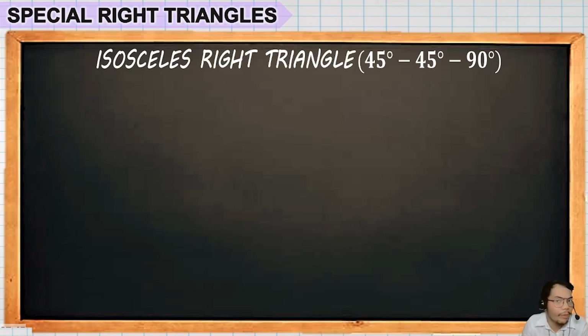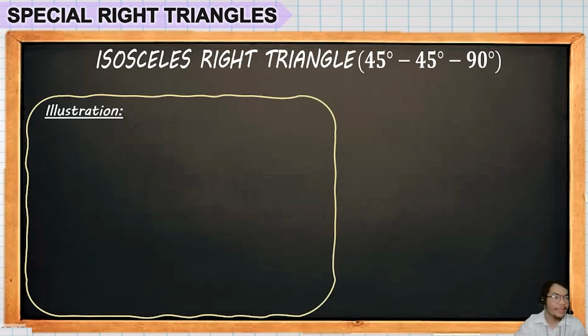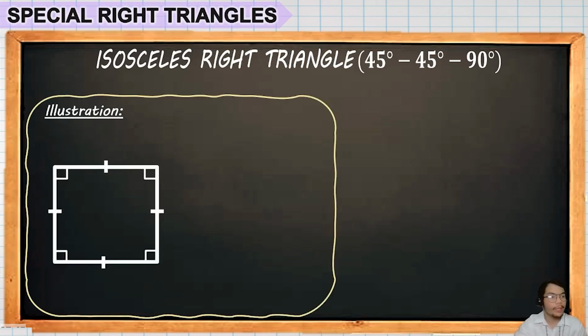I think you're already familiar with this. Na-introduce ko na siya before, the isosceles right triangle. Ito yung triangle na congruent yung dalawang legs niya. And right triangle siya at the same time. But for me to derive the properties or the special characteristic of this right triangle, let me first introduce it using a square.